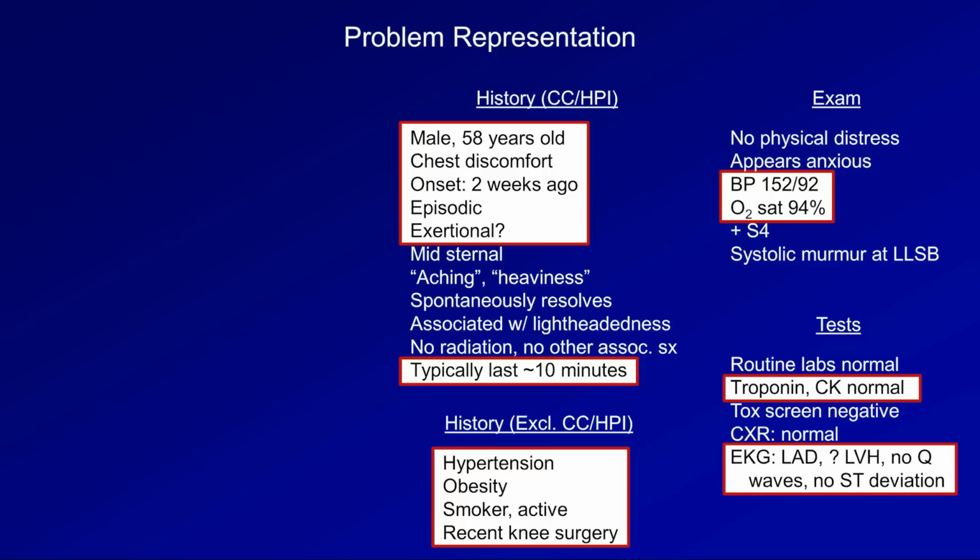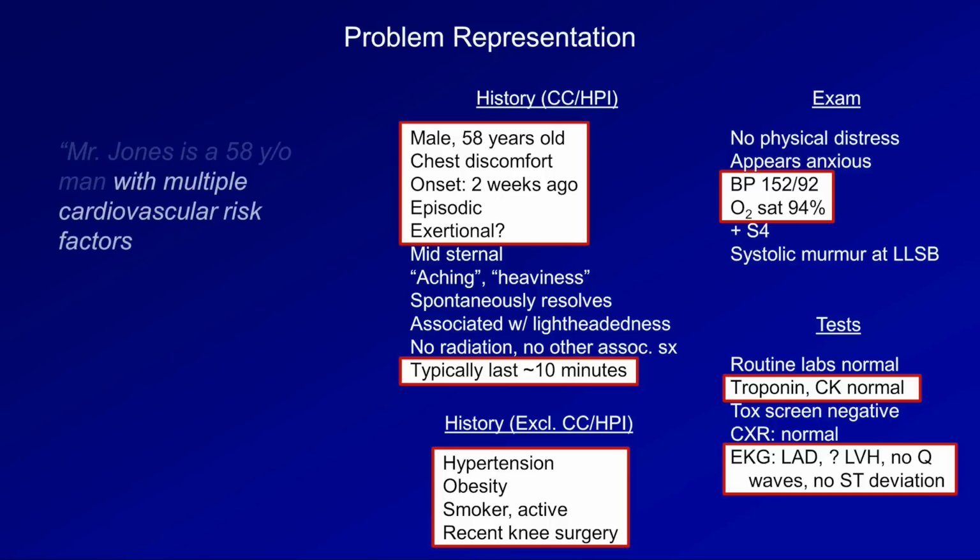For the problem representation for this patient, we would start with Mr. Jones is a 58-year-old man. Since one of the goals of the problem representation is to be concise, if it's possible to group together or summarize related parts of the history, you should. So hypertension, obesity, and active smoking become multiple cardiovascular risk factors. The surgery may become relevant, so let's include that as well.